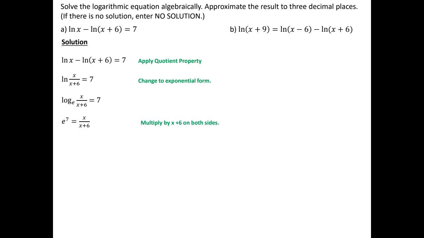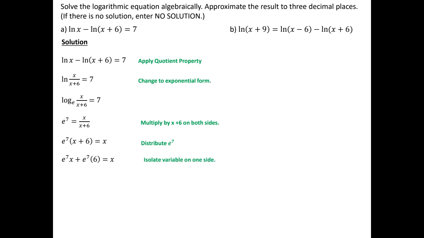and by me doing this, it allows me to simplify my x. So to solve for x, I'm going to multiply x plus 6 on both sides. I'm going to distribute that e to the 7 to both terms. Once I distribute, I have e to the 7 times x plus e to the 7 times 6 equals x. I want to put all my x's together, so I'm going to move everything that has an x to the left, anything that does not have an x to the right.